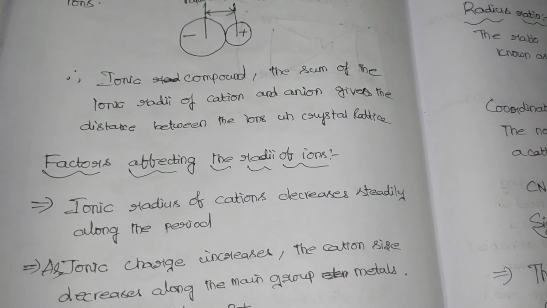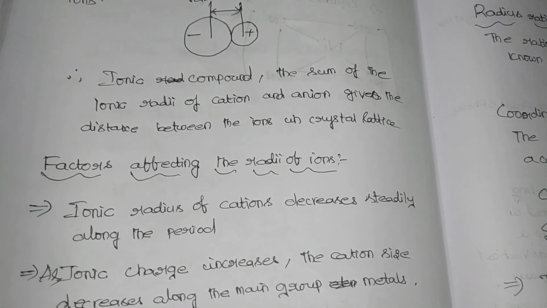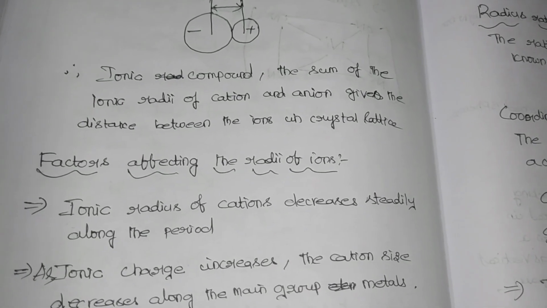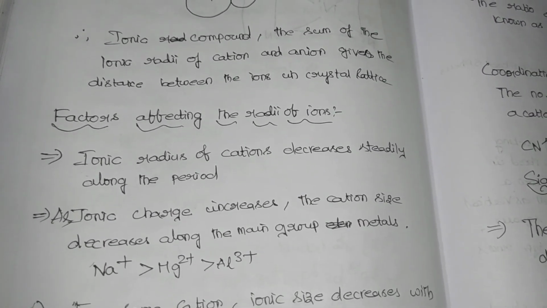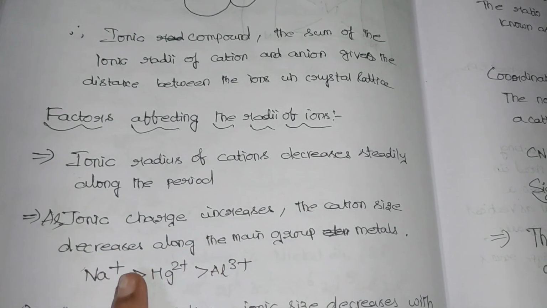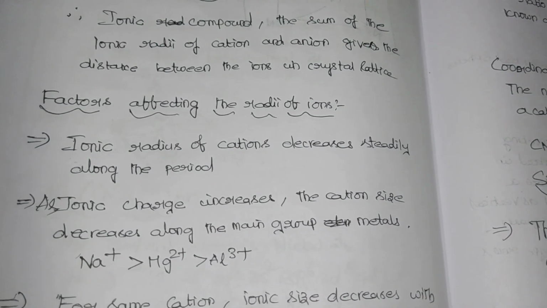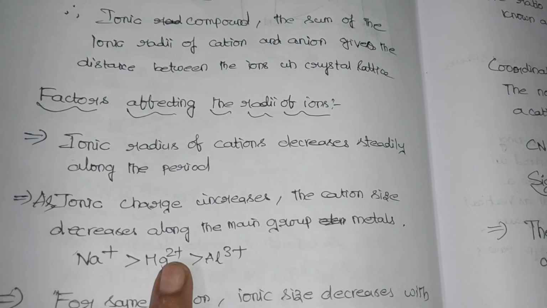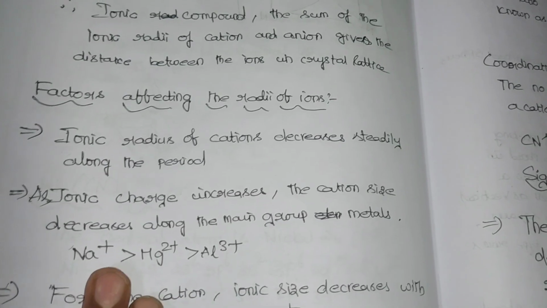The ionic radius of cations decreases steadily along a period. When we go along a period in the periodic table, the ionic radius of cations decreases steadily as ionic charge increases. When the charge is increasing, the cation size also decreases along the main group metals. So Na+ is bigger than Mg2+, and Al3+ is smaller. With the increase of the charge, the cation size decreases.